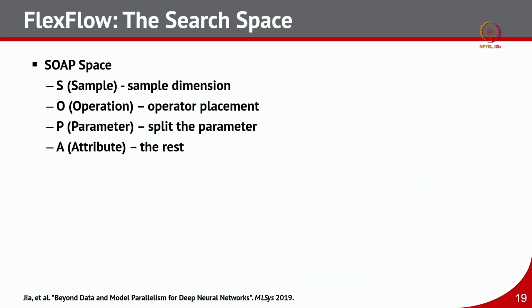Now, on a very high level, when we talk about this SOAP search space, first is sample. We can partition in the sample dimension, which is nothing but data parallelism. Another is operator placement, another is splitting the parameter, and finally the attribute is the rest of the things. If we can partition any other dimension apart from these 3 dimensions, then the final one will be attribute.